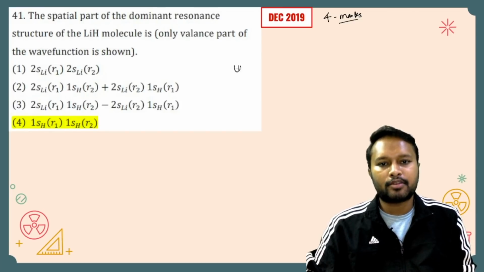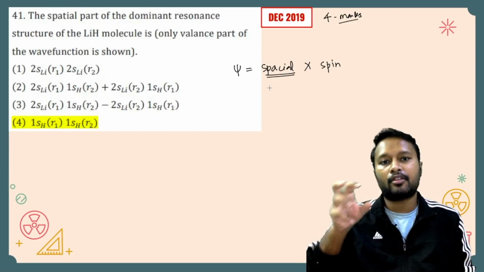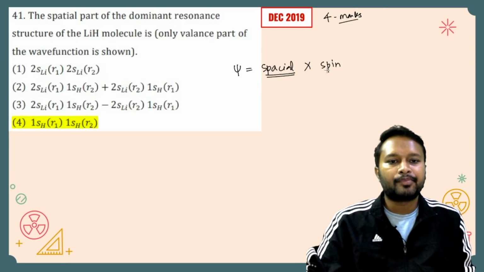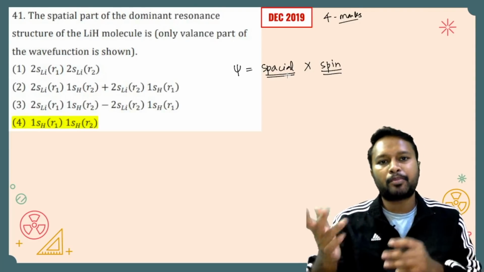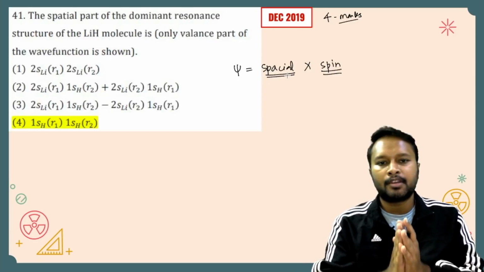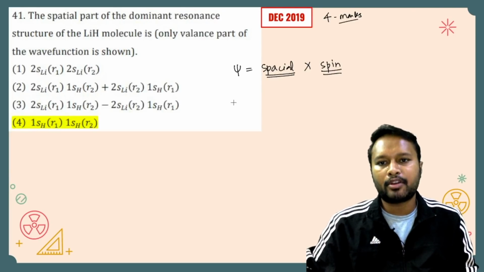That's what your spatial part tells you. There are two parts of a wave function. One is your spatial part, and the other one is called the spin part. A spatial part tells you where your electrons are, in which orbital it is, and the spin part tells you what the spin of that is. Alpha and beta is how we represent the positive half and negative half spin. So that's how we use them, or that's how we solve it. Now let's look at how we are going to do this.